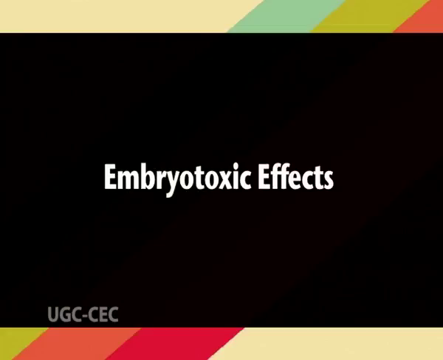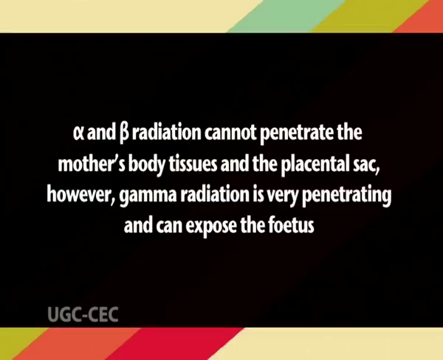Ninth, embryotoxic effects. The rapidly dividing cells in the developing fetus, like those in the reproductive system, are also at a much higher risk of radiation damage, independent of the type of ionizing radiation or the source or route of exposure. Alpha and beta radiation cannot penetrate the mother's body tissues and the placental sac. However, gamma radiation is very penetrating and can expose the fetus.